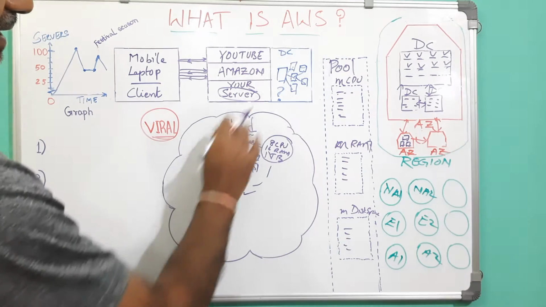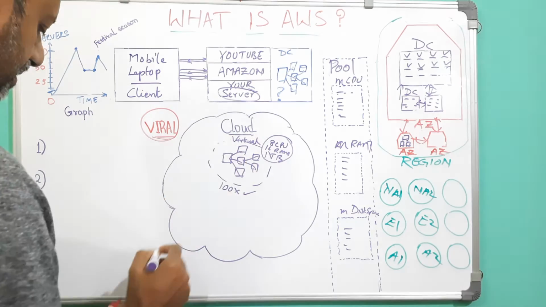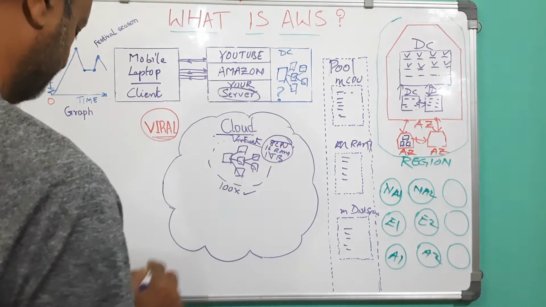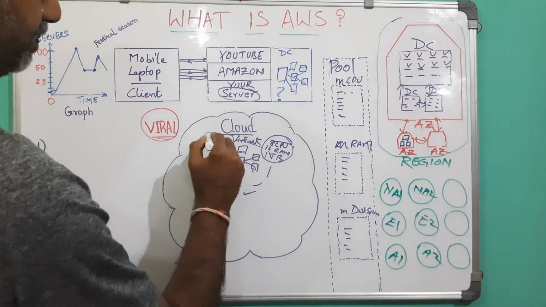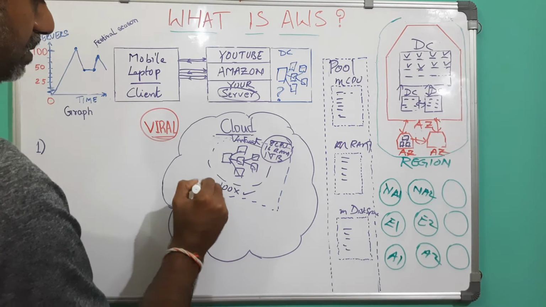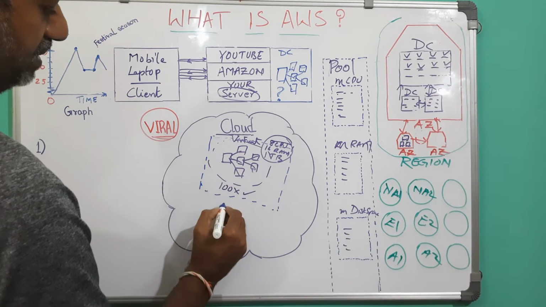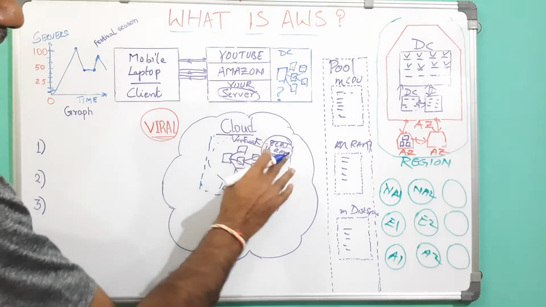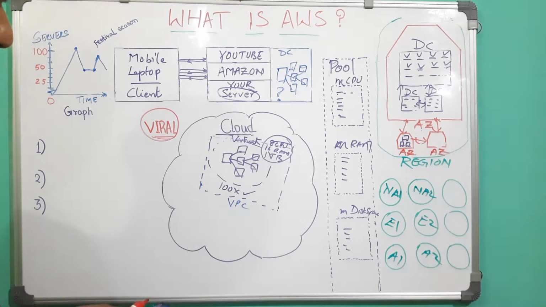And if you want to create a data center very similar to that, you can actually create a virtual data center of your own. So this is called virtual private cloud. So you can have your own cloud within the AWS cloud.